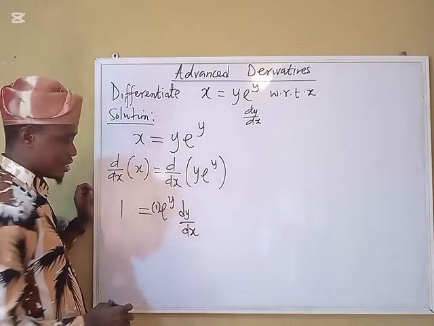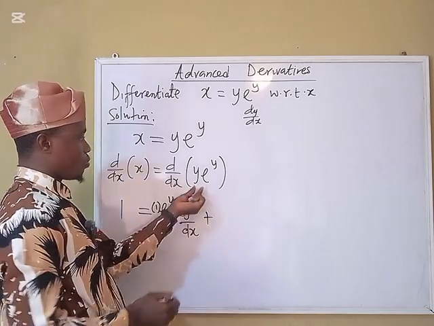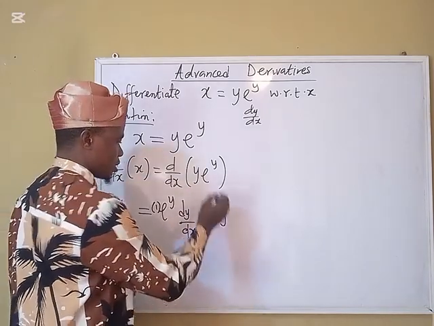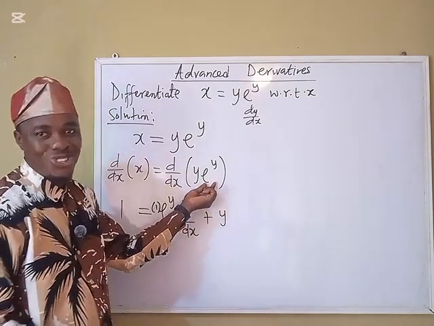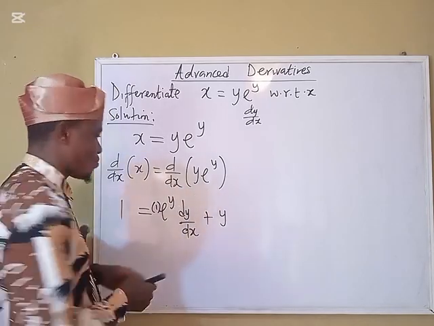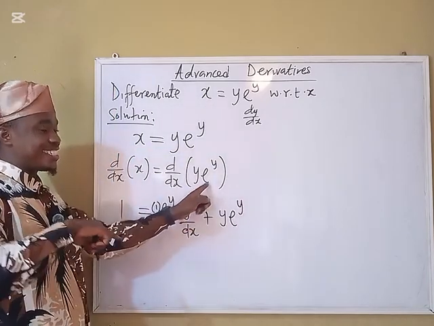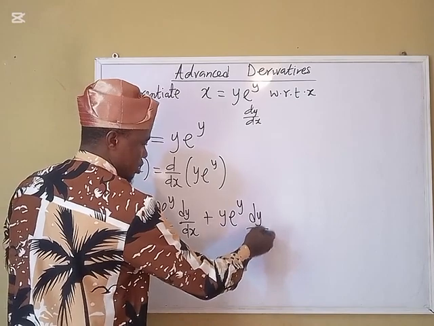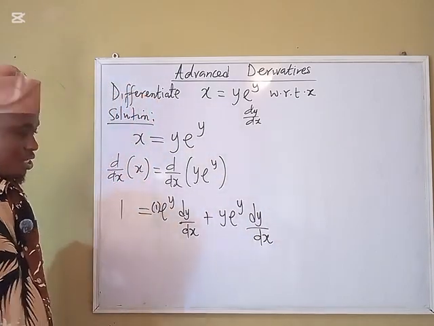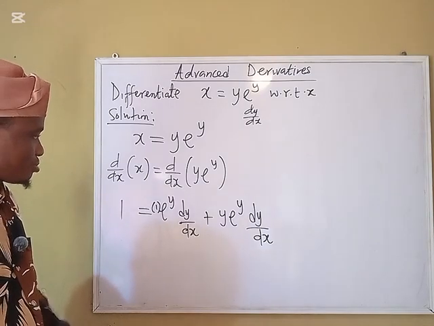I almost forgot. Also, plus, you keep y as constant, then you differentiate e to the power of y. And when you differentiate e to the power of y, it will still give us e to the power of y. So we're going to have e to the power of y. Don't forget that it is function y we are still differentiating, so you have dy/dx. From here, we are done with the differentiation.